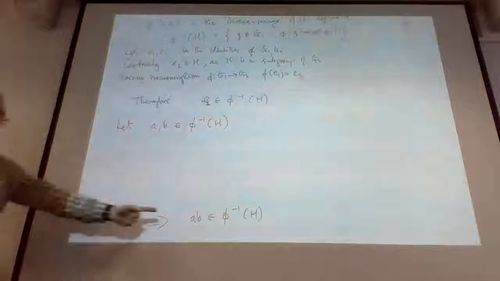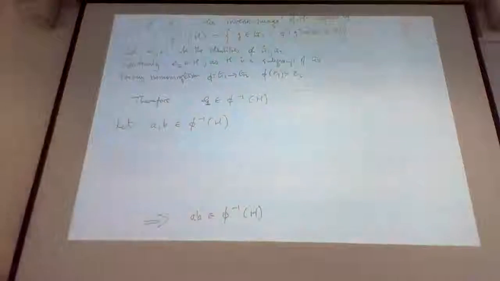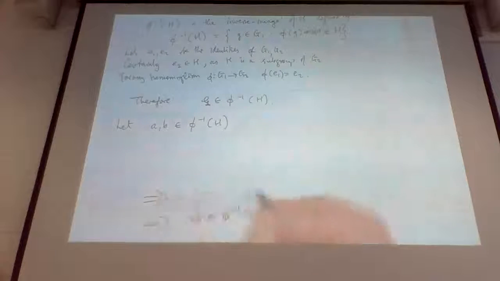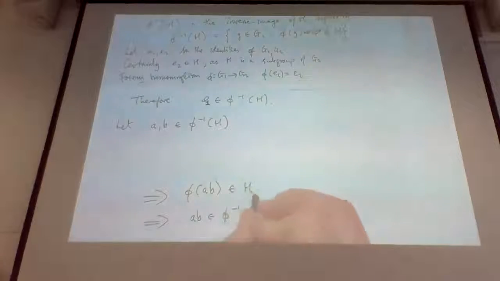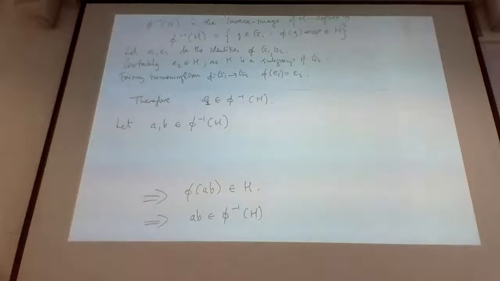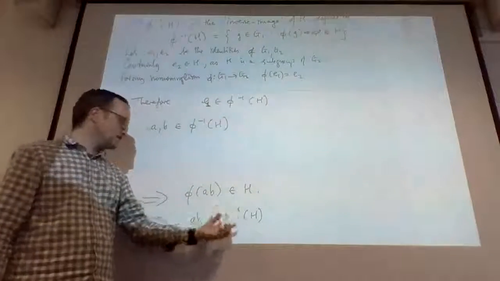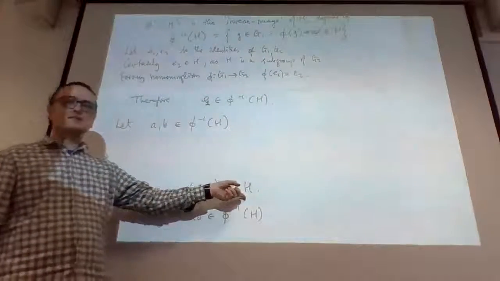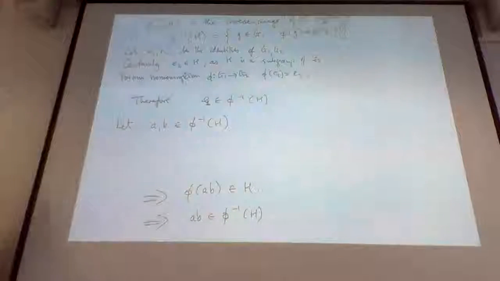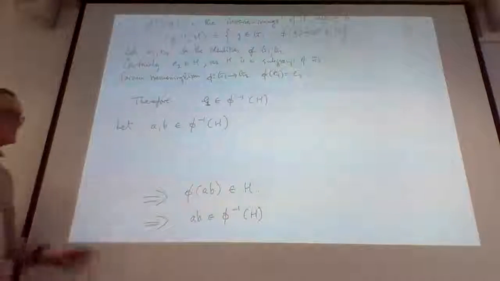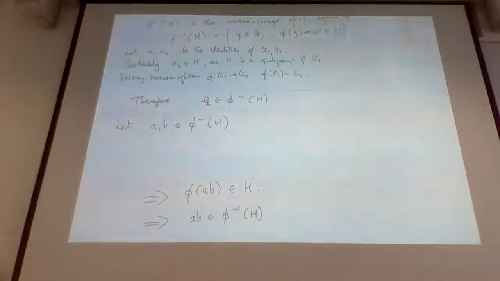If you want to see A times B living in phi inverse of H, you have to show that phi of AB is an element of H. It's the definition of the inverse image, isn't it? The inverse image of H consists of everything that gets sent into H. So we have to show that phi of AB is in H. Well, if we want to show that, we better work out what phi of AB is.